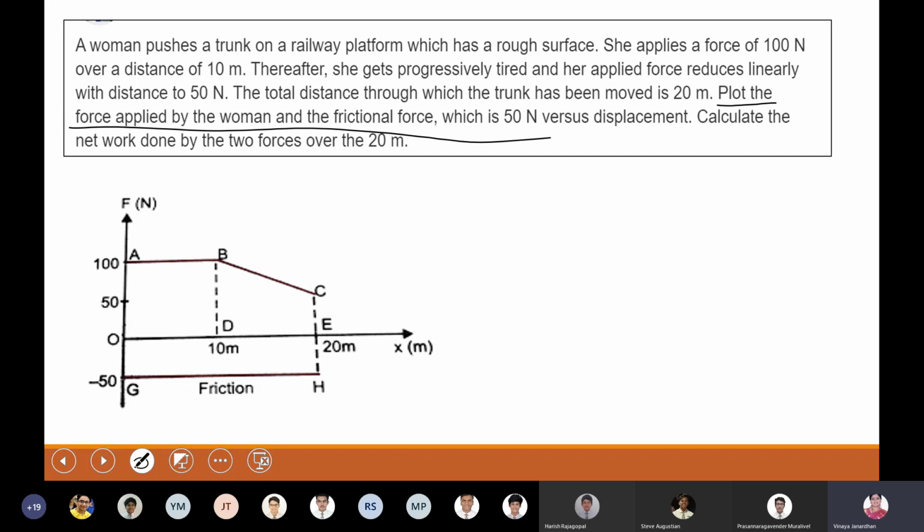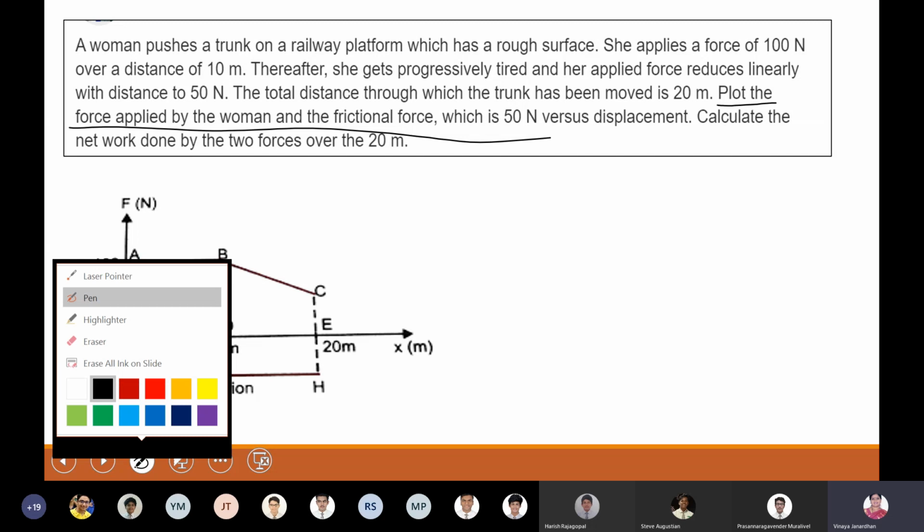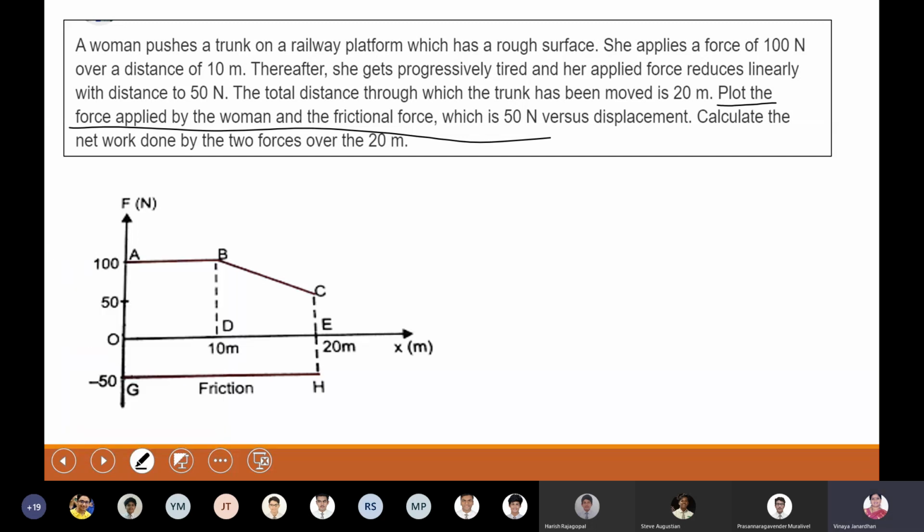A woman pushes a trunk on a platform which has a rough surface. She applies a force of 100 Newton over a distance of 10 meters. Anyway, I'll explain the graph, then we'll move on. Now look at this, boys. A woman pushes a trunk on a railway platform which has a rough surface. She applies a force of 100 Newton over a distance of 10 meters.